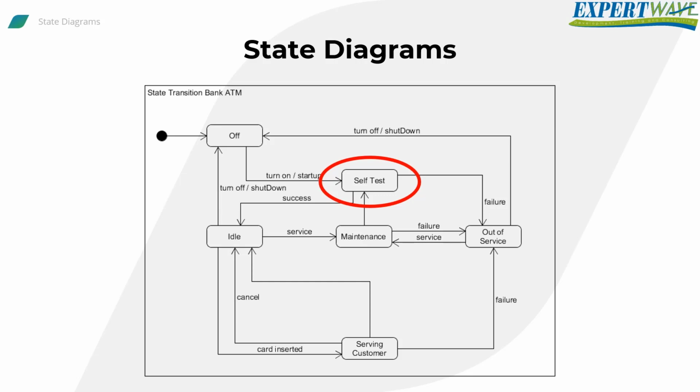Now, two things could happen that would lead us to get out of the self-test state. Either we get a failure, in that case the ATM could be in an out-of-service state, or we succeed, which will lead the ATM machine to be in the idle state. During the idle state, the machine waits for anyone to insert his card, maybe displaying a message, "Welcome to Bank ABC, please insert your card."